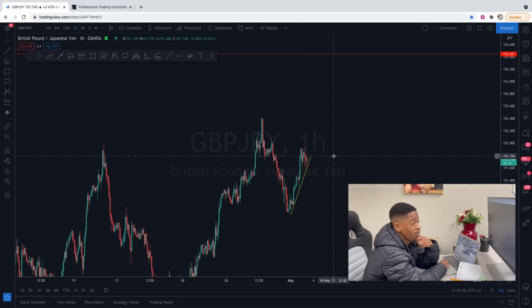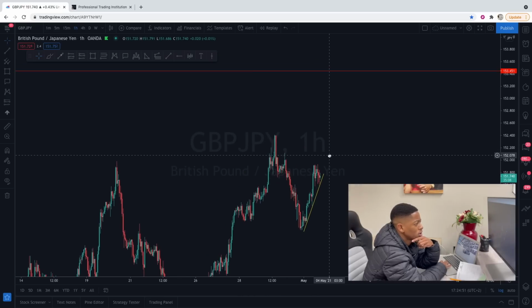and these are beautiful rejections. Look at how beautiful these rejections are. So it's showing us that there's a higher chance of going more to the upside. But now we have an area that's holding us somewhere around here, so we need to observe what price is actually doing.